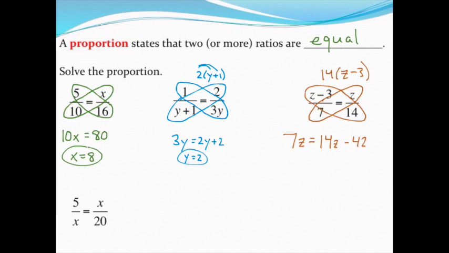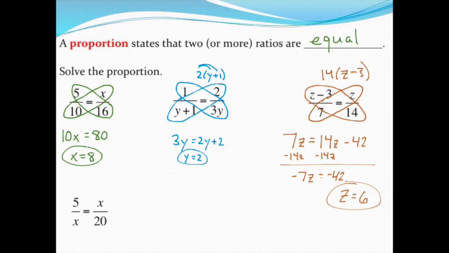And now, even though it will result in a negative, I'm going to subtract 14z from both sides, just because I want to get these numbers away from my constant. So I have negative 7z equal to negative 42. And when I divide both sides by negative 7, I get a final answer of positive 6 for z.